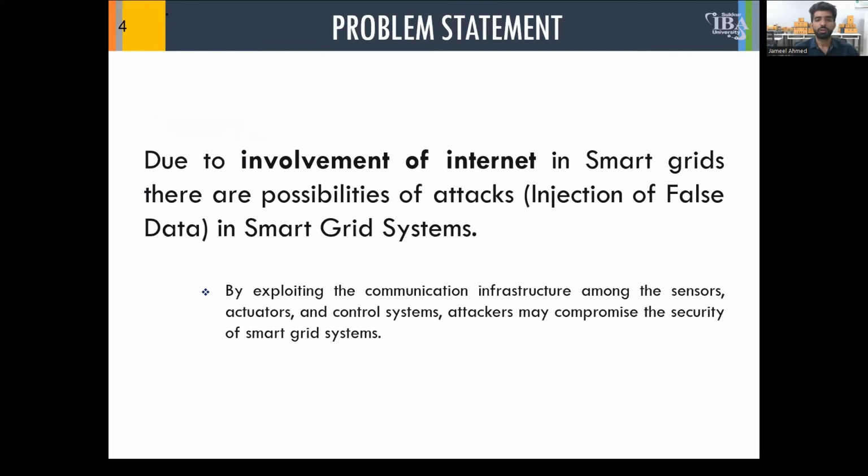Okay, coming towards the problem statement. As I mentioned, the smart grid involves the internet. When there is involvement of the internet anywhere, there is a possibility of attacks by hackers. Same here, due to the involvement of the internet in our smart grids, there are possibilities of attacks. That attack is in the form of injection of false data in our case. That could be in different forms in smart grids.